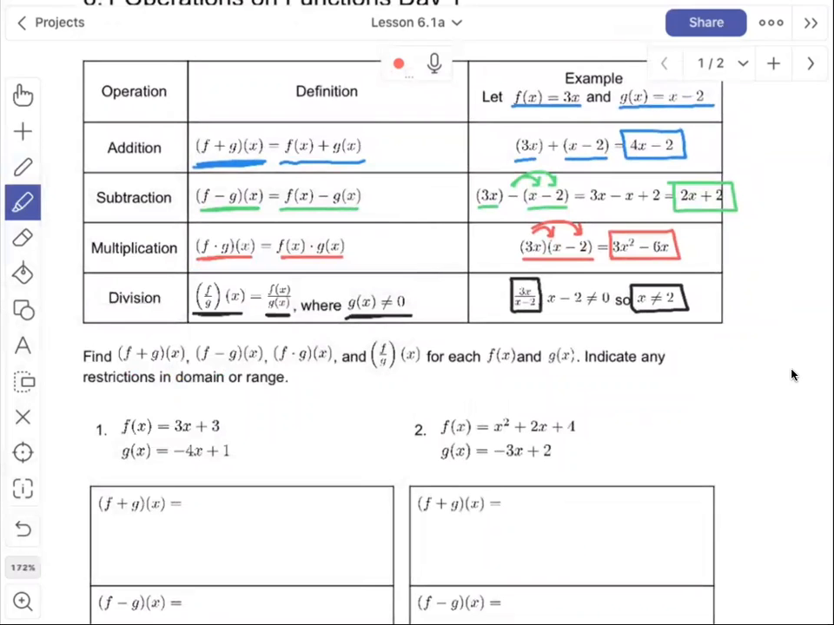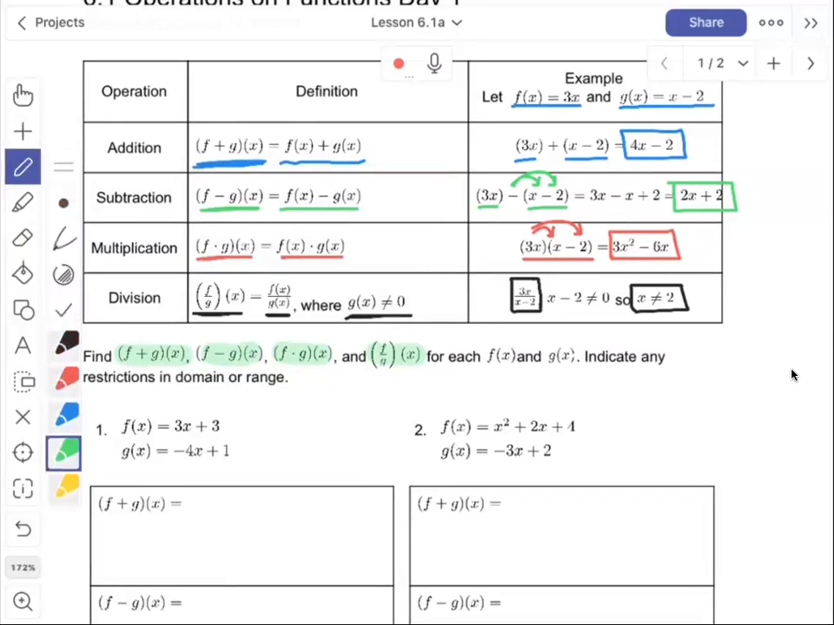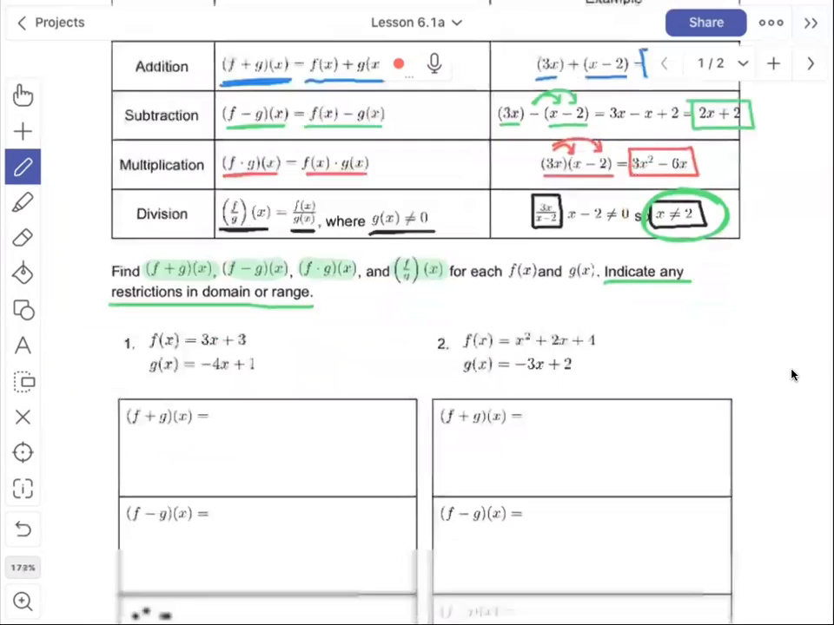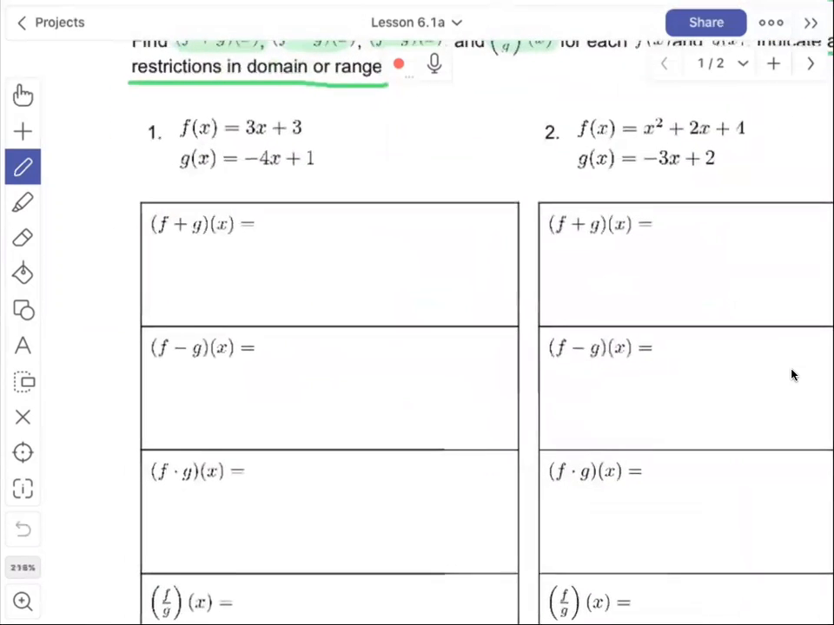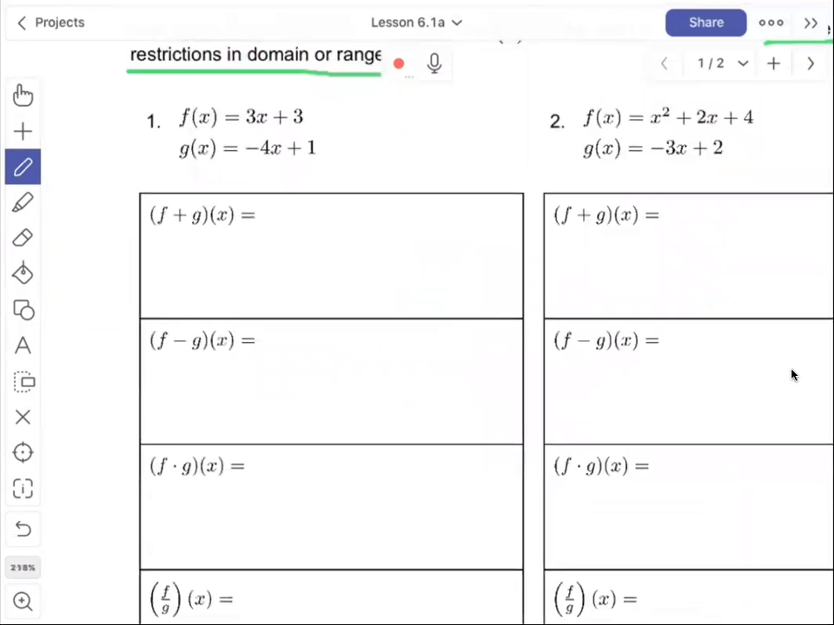For each one, we're going to find the addition, subtraction, multiplication, and division functions for each given f of x and g of x. And we want to indicate any restrictions in the domain or range. That's this part: anything that would make the denominator equal to 0, we have to make sure to indicate that. So let me call on some people to help me out with these. If you're not sure, I'm going to have you just try it with me anyway. Okay, here we go. Starting with number 1, I want to find f plus g of x.